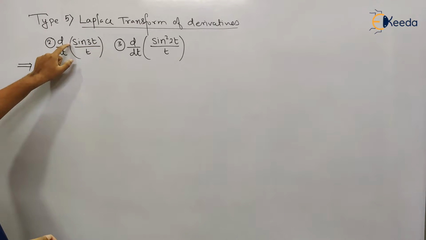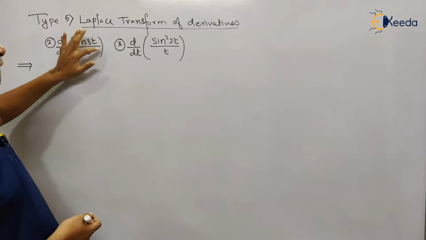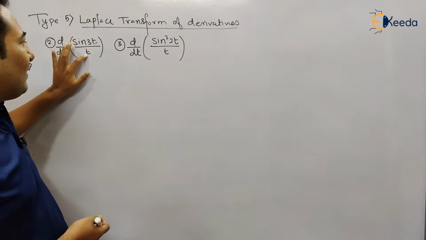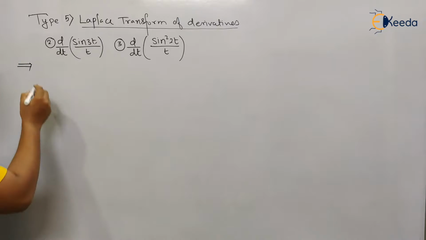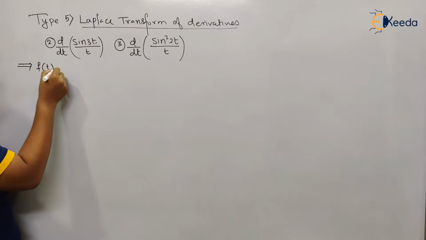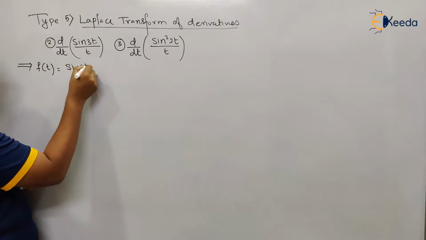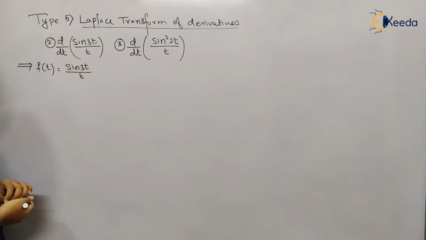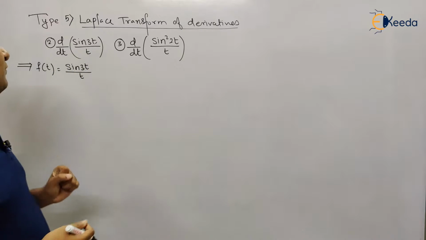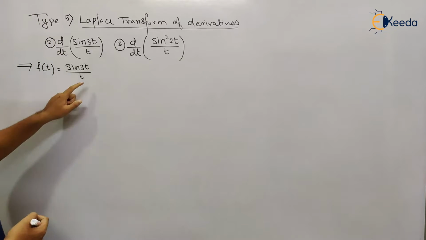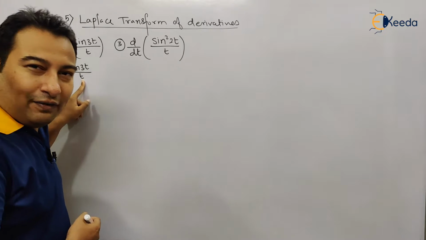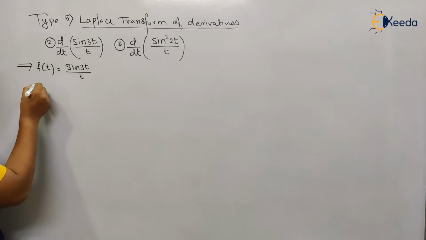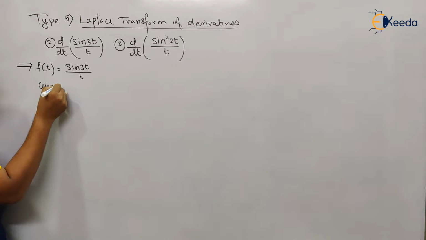Look at this particular problem. This is your Laplace transform of derivatives. Forget about it. Find the Laplace transform of sine 3t upon t first. Let us do it. Here my f of t is sine 3t upon t. We need to find the Laplace transform of this particular function. Here this t indicates the effect of division by t. Forget about it. You are left with what?